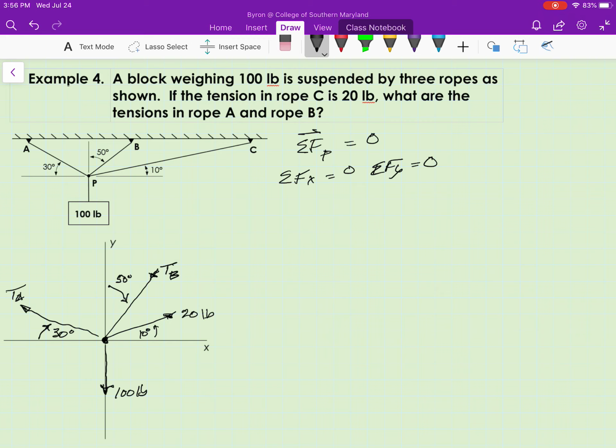Now, if we had more unknowns than we did equations, we would either have to find a way to write more equations with another free body diagram possibly, or declare that the problem's unsolvable with the information given. So let's sum forces in the x direction.